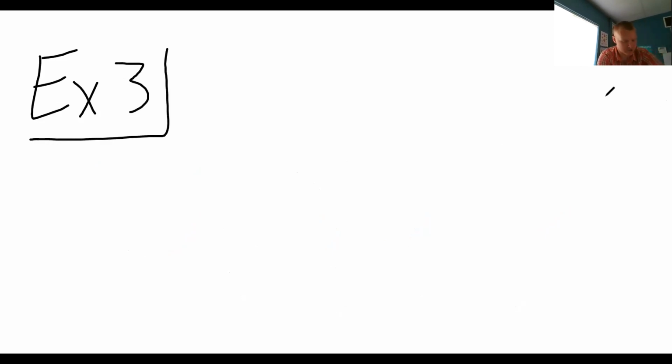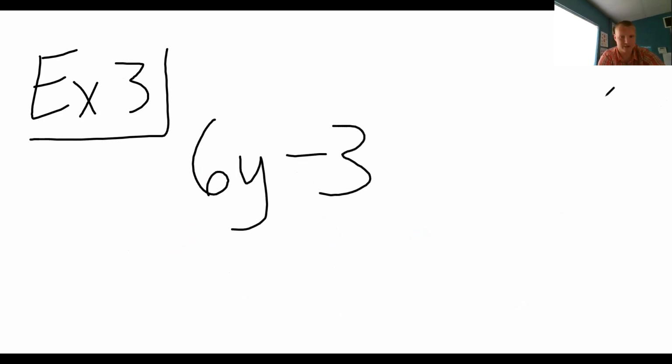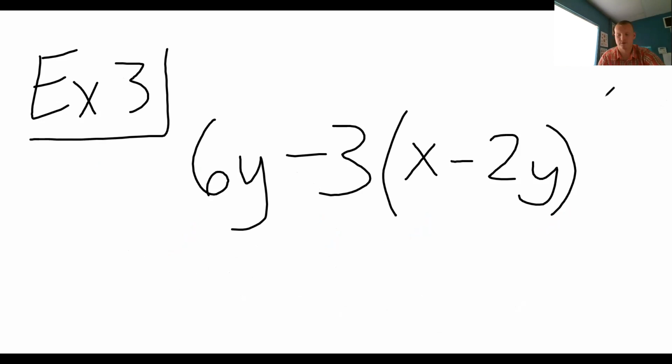All right, so I'm going to try the hardest example, so letter C. I shouldn't say the hardest, the most challenging, can be the most confusing. So I have 6y minus 3 times x minus 2y. So if you're trying to figure out where I'm at, towards the bottom of page 179, example 3, part C. So we've already done an example like A and B earlier in this video. So part C, I have 6y minus 3 times x minus 2y. So what am I going to do first here?